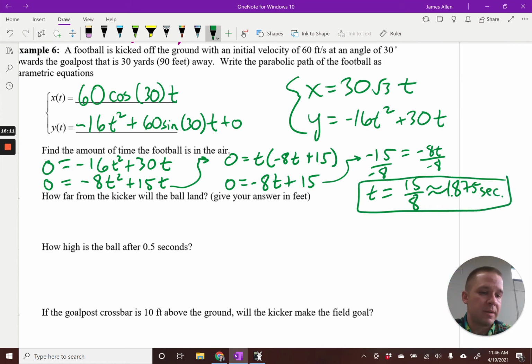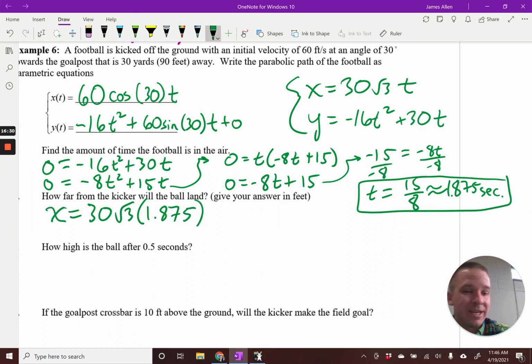Okay. So that's the amount of time the football is going to be in the air, from when it leaves to when it lands. Cool. How far from the kicker will the ball land? Well, I know how long it's going to take to land. Now I can plug it into my x function here with 30 root 3 times the 1.875. And that is exact, right? We did not round that one.